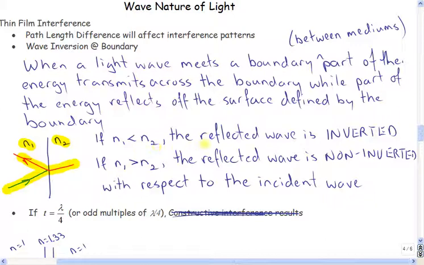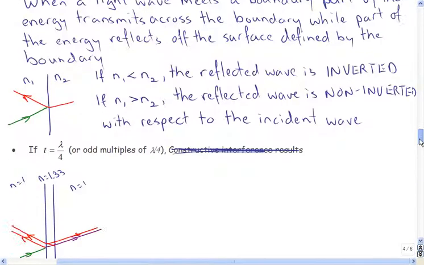The reflected wave coming back is inverted in relation to the incident wave. So if I've got a crest hitting the boundary, what reflects is a trough. If I've got a trough hitting the boundary, what reflects is a crest. This is what we discussed this morning. So if N1 is less than N2, any reflected wave comes back inverted. If N1 is greater than N2, then it comes back non-inverted, and that's the demo that we ran today. I can't do that in this setup, so we can just remember that video, that demo that we saw today.